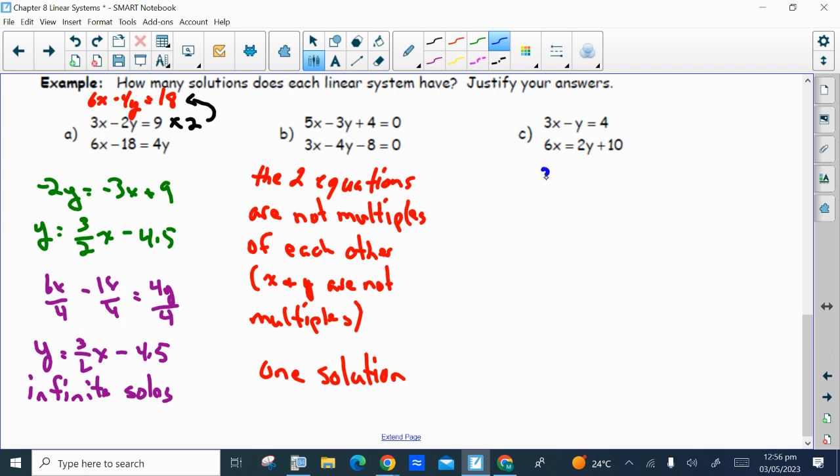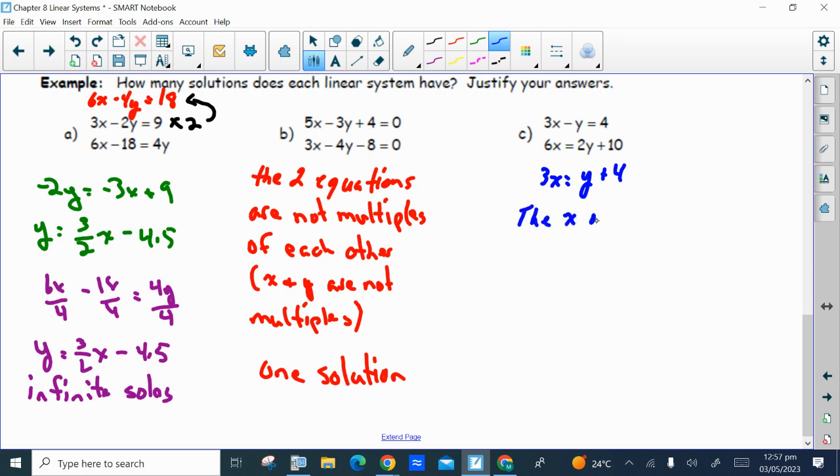bottom equation, which means I've got the 3x first by itself equals, I'll move this minus y over to the right by adding y to both sides, and then the positive 4 stays on the right as well. So it doesn't move, so it stays positive 4. When we compare these together, if you multiply the bottom equation by 2, just the x term, 3x times 2 gives you 6x. And the y times 2 gives you 2y. The 4 times 2 gives you 8, not 10. The x and y terms are multiples of each other. That means that these two lines have the same slope, different y-intercepts. They're parallel lines, no solutions.